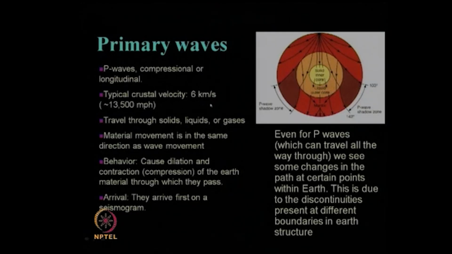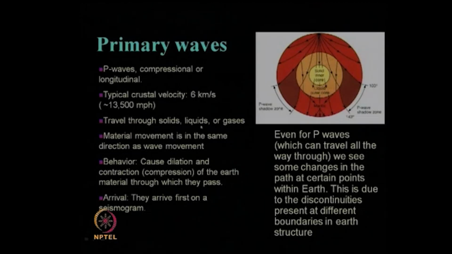So, it travels so fast. You can see the velocity is 6 km per second, which is about 13,500 miles per hour, a huge velocity. That is, the P wave in the earth's crust is very fast. And what are the characteristics of these P waves? They travel through all media, that is through solids, liquids or gases. This P wave, or compressional wave, or longitudinal wave, can travel through any type of media, whether it is solid, liquid or gaseous.